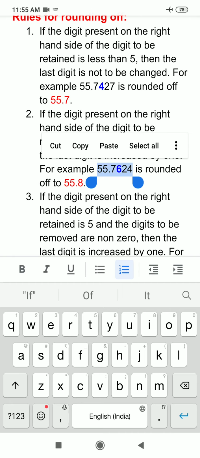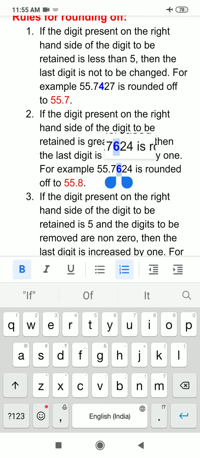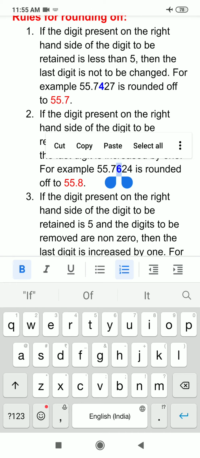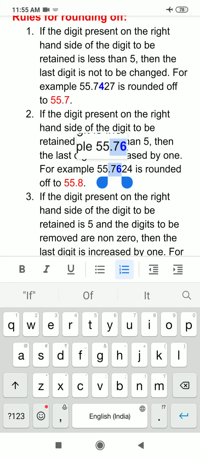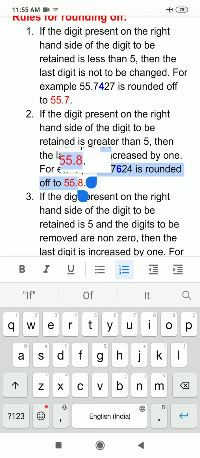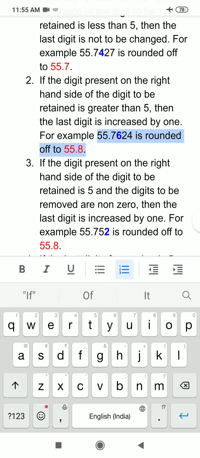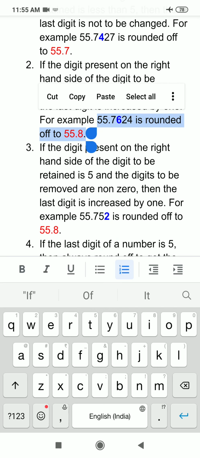So you can see that 6 is greater than 5. So when rounding off this value, we will add 1 to the previous digit, that is to 7. So our rounded result will be 55.8. Is it clear? So 55.76 will be rounded off to 55.8. Why? Because 6 is greater than 5.